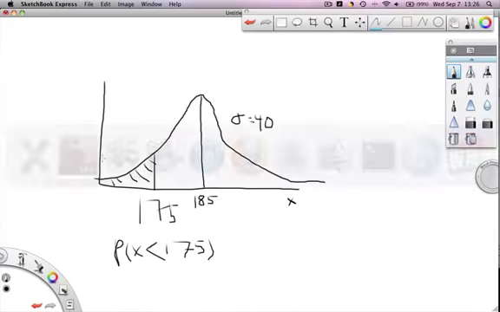So the area is 0.40. Might as well write that in. So the area is 0.40. That's how you find the area in the tail of a normal distribution.